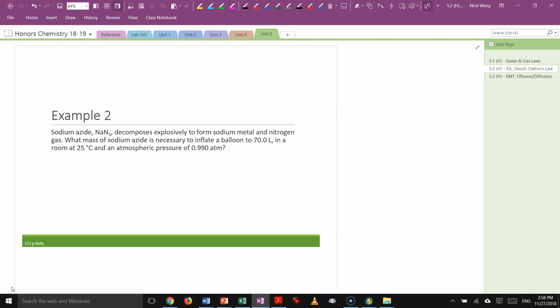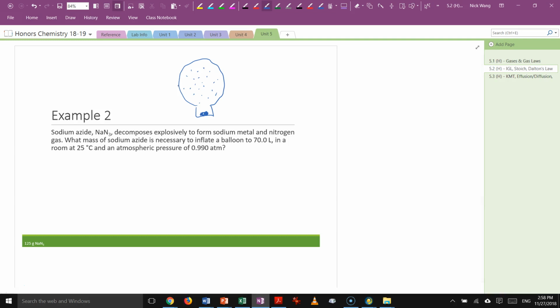So the idea here, again, is we have some container with some sodium azide sitting at the bottom. It's going to explode and generate sodium metal and nitrogen gas. At the same time, it's going to fill up a balloon at a certain set of temperature and pressure conditions. The question is, with all the gas generated from this explosive decomposition, what amount will allow you to inflate the balloon at that pressure? So let's see what happens here.